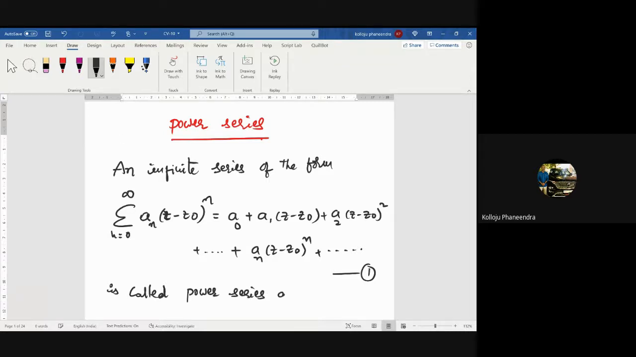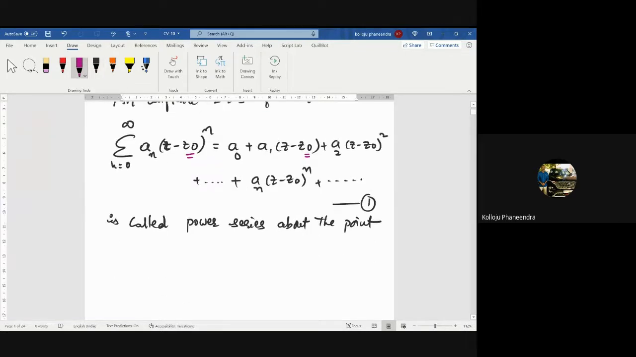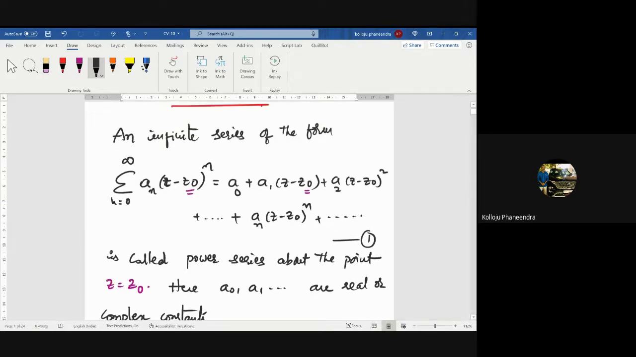Power series about the point. What is the point here? This is the z naught. About the point z equal to z naught. And what are these constants here? These constants a naught, a1, and so on are real or complex constants. Okay, so power series expression is what in terms of complex.